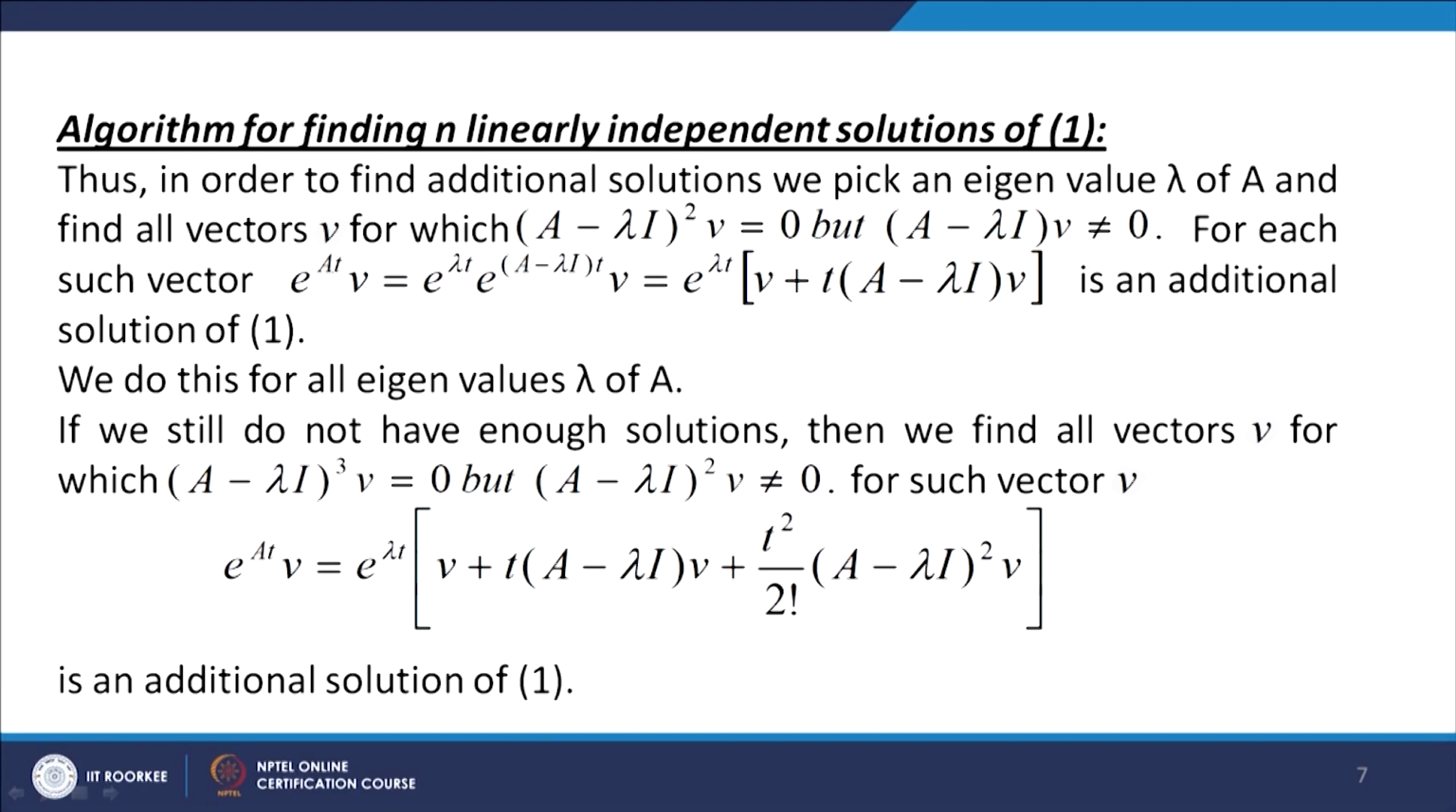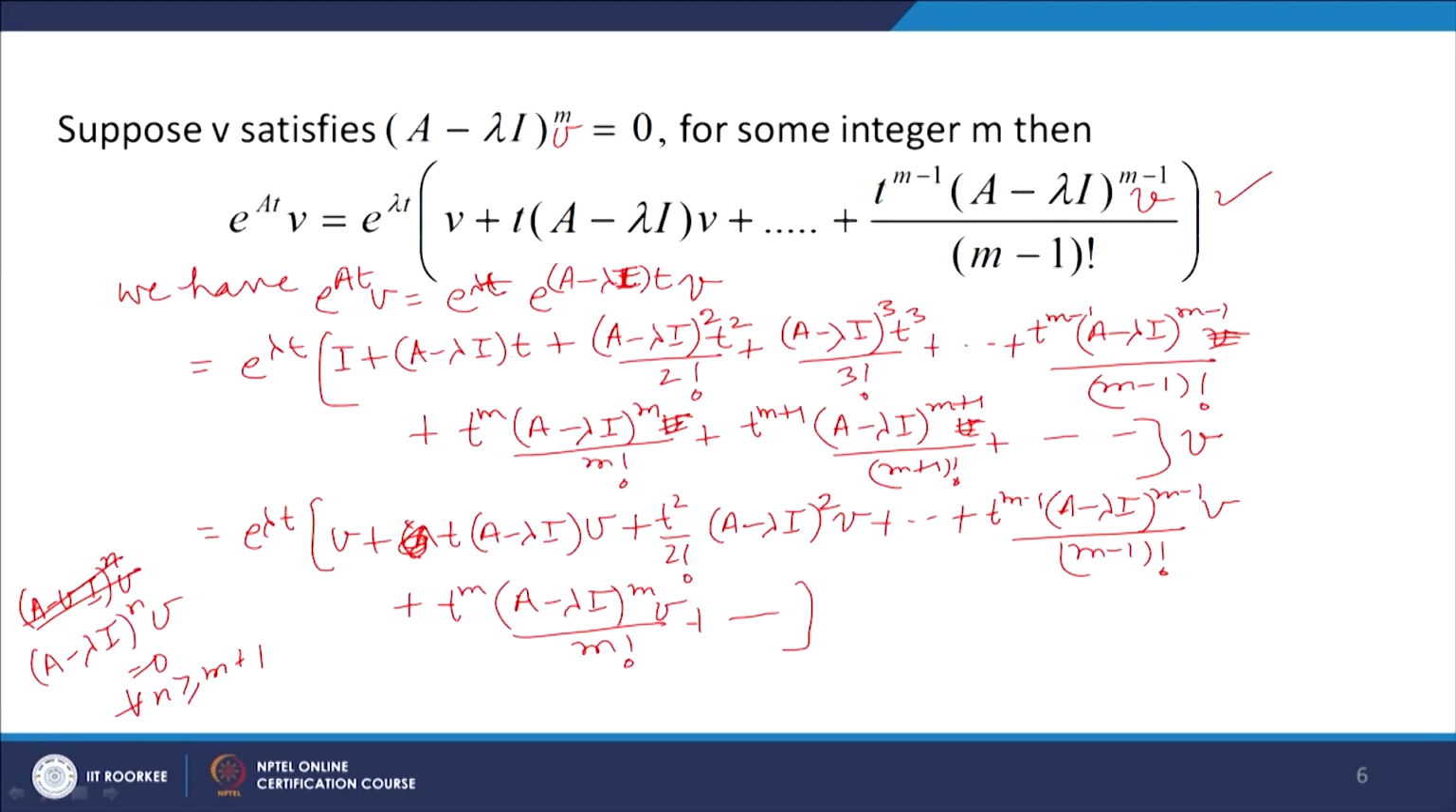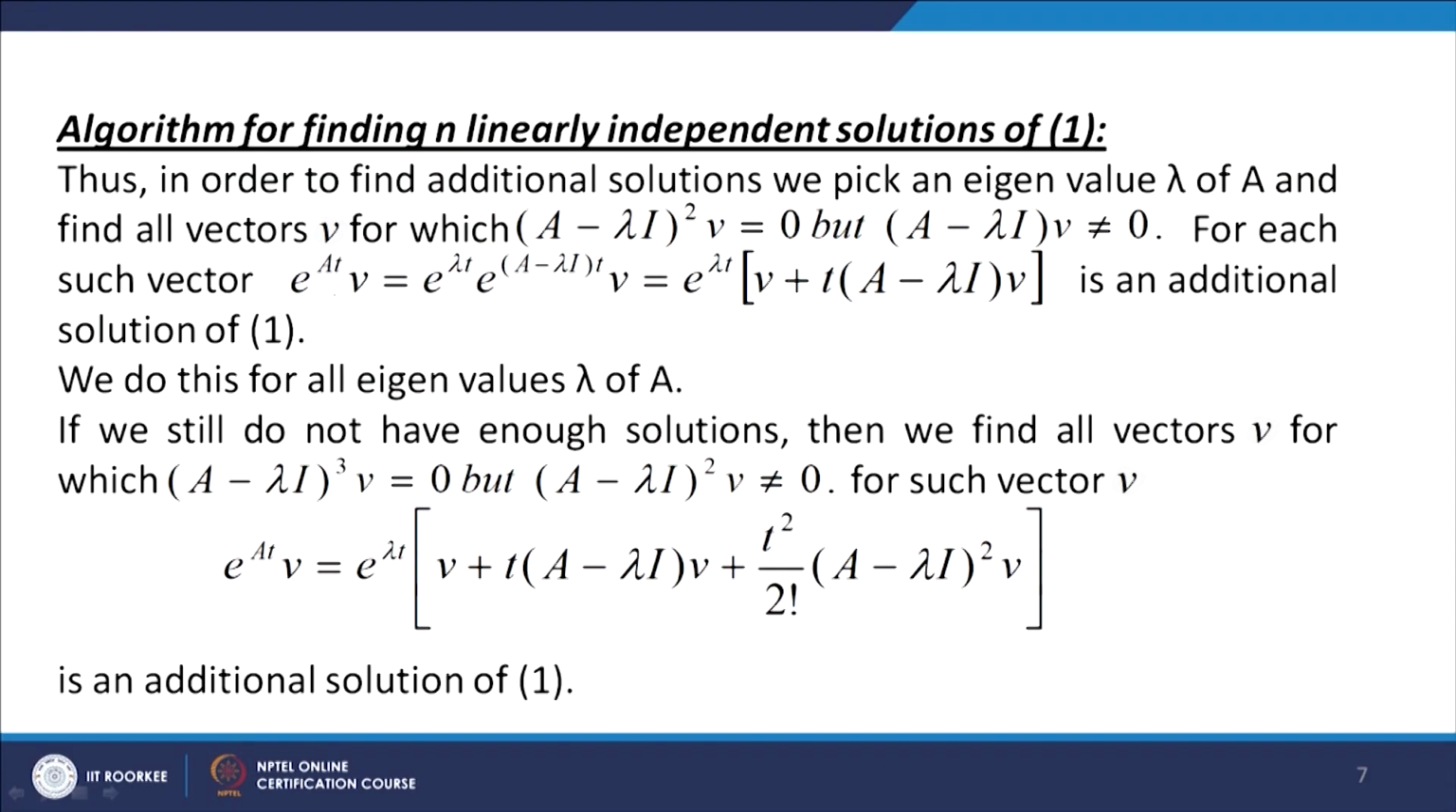Okay. So, for each such vector b, as we have seen just now, e to the power A t into b equals e to the power lambda t into e to the power (A minus lambda I) t into b, which will reduce to e to the power lambda t into b plus t times (A minus lambda I) into b, because we are assuming that (A minus lambda I) whole square b equal to 0. So, here m is equal to 2, and this means that only b plus t times (A minus lambda I) into b will remain inside the bracket, all other terms will vanish. So, we will have e to the power A t into b equal to e to the power lambda t into b plus t times (A minus lambda I) into b. This will give us an additional solution of x dot equal to A x.